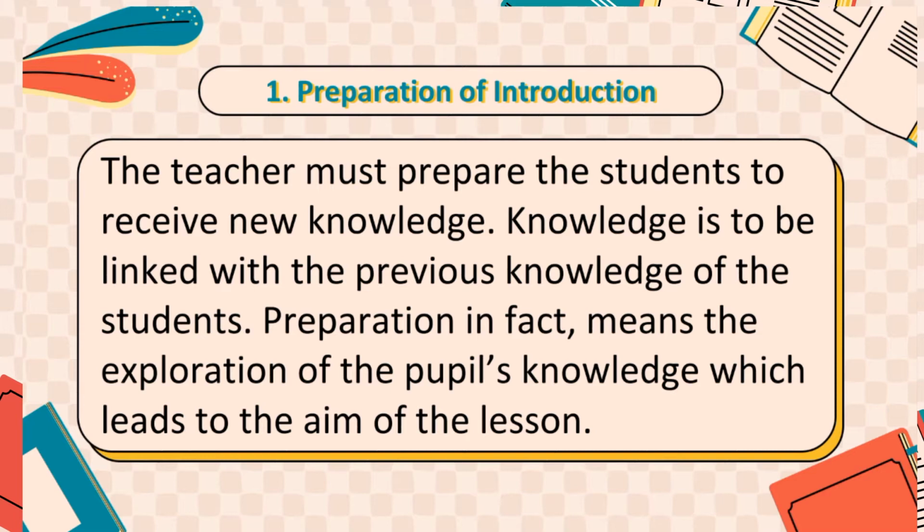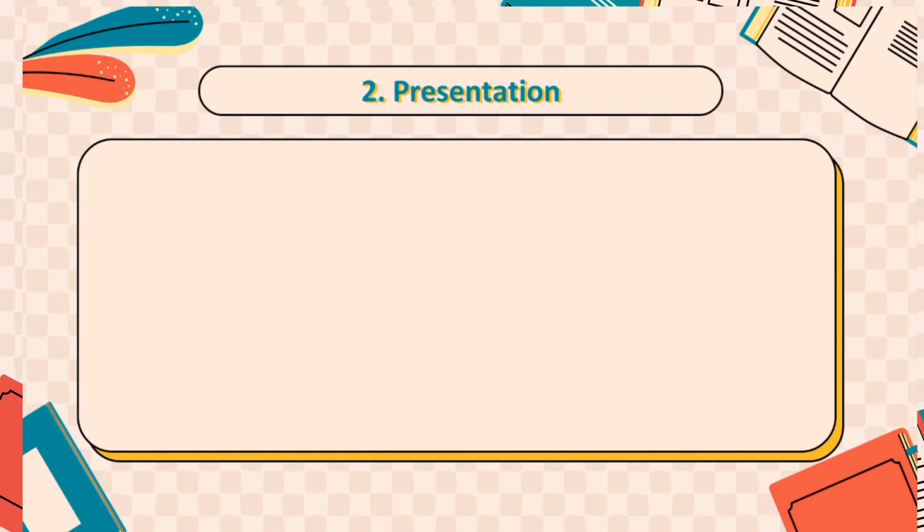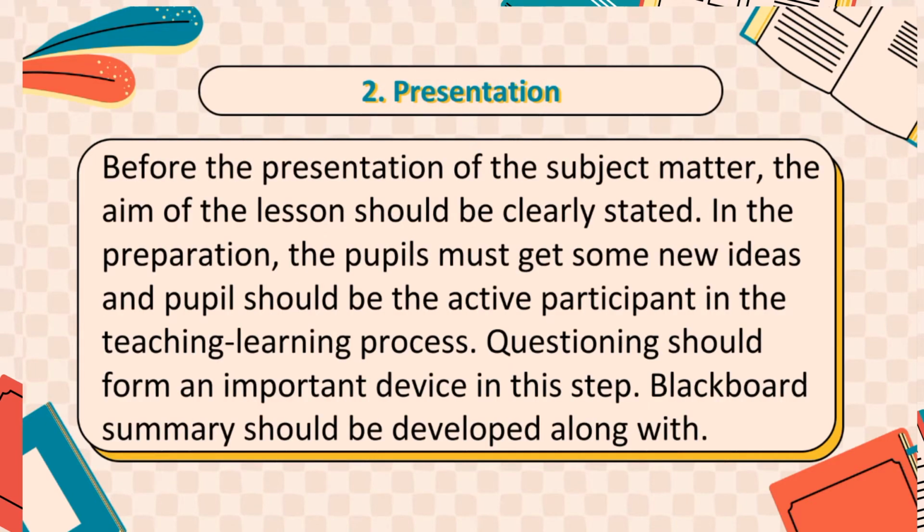The next step after the preparation of the introduction is the presentation of the lesson. So what are the things that we should do in order for us to effectively present our lesson? The first one is that we should clearly state our aims or our objectives. It is very important for us to state our aims and objectives so that our learners are directed and guided on the things that they should do or the things that they will learn at the end of the lesson.